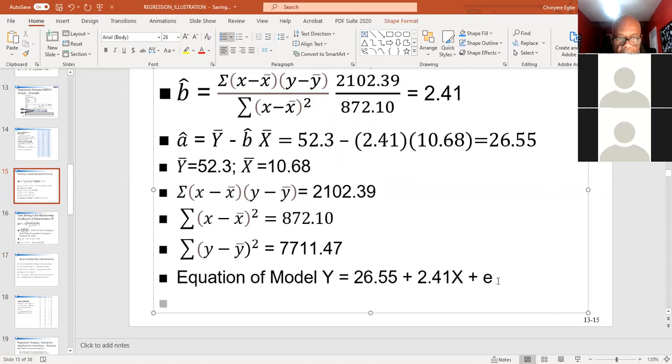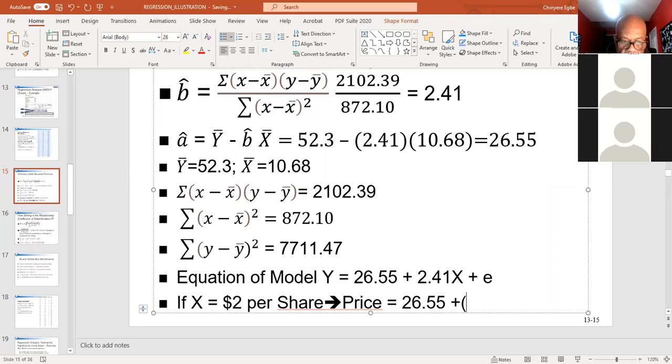If X equals $2 per share, that means then that price is equal to 26.55 plus 2.41 times 2, which equals 2.41 times 2 plus 26.55, which is 31.37.